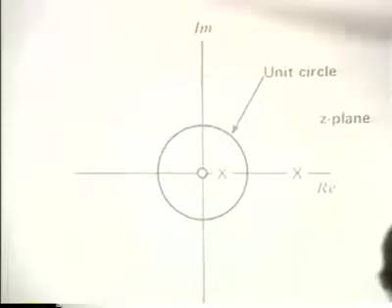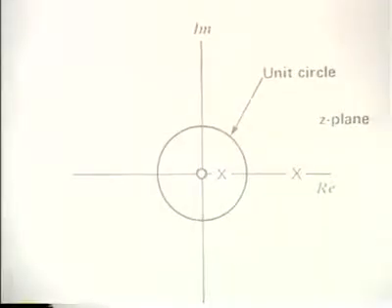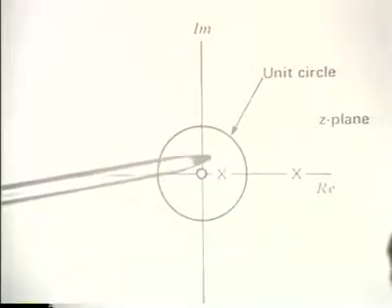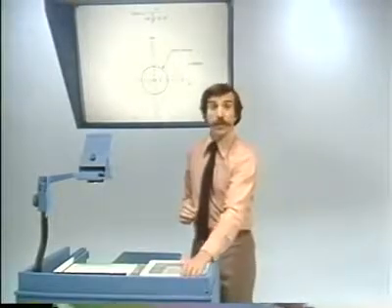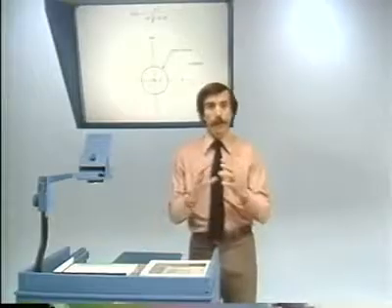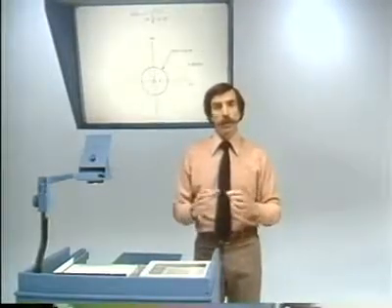And what you might now want to ask yourselves is, if instead the region of convergence for the system function is this, then is the system causal? That's the first question. Second question, is the system stable? Remembering that for causality, the region of convergence must be outside the outermost pole, and for stability, it must include the unit circle.